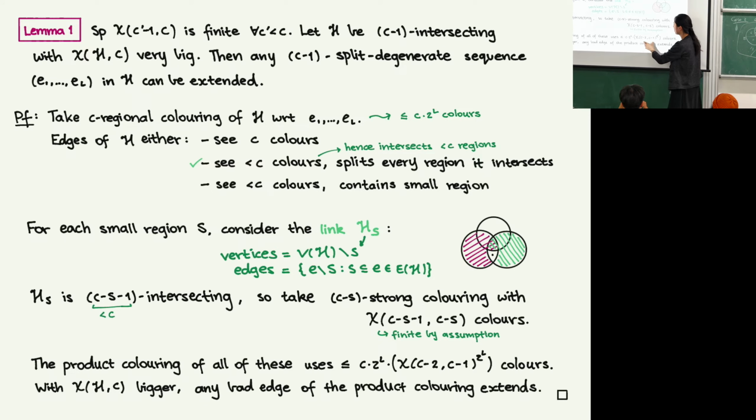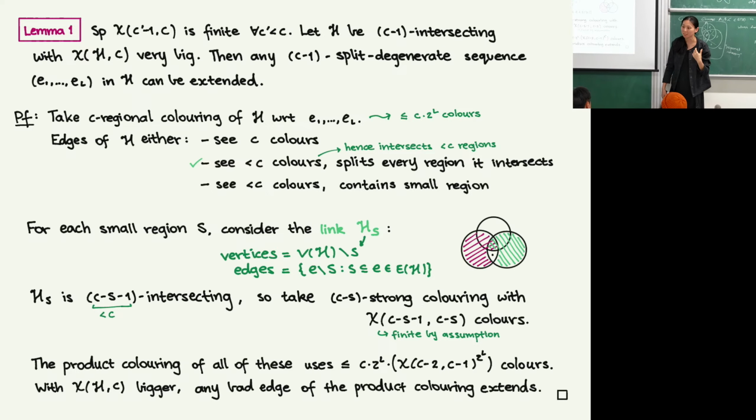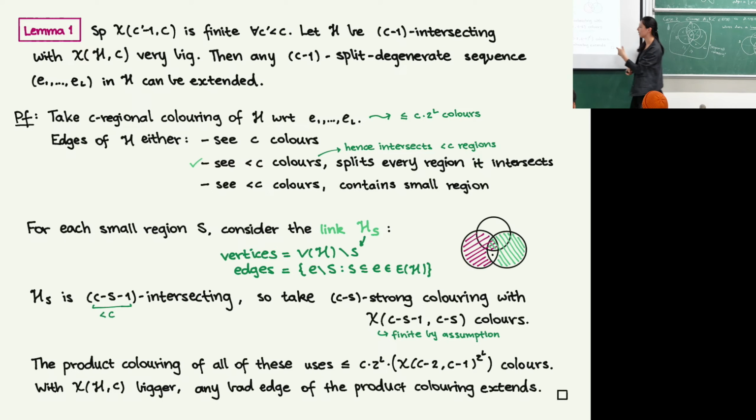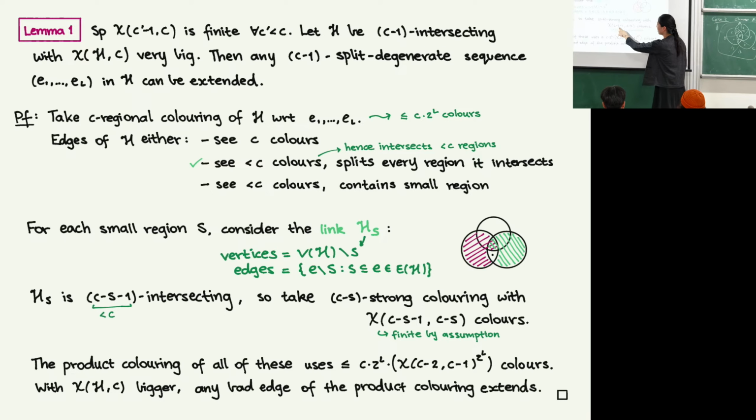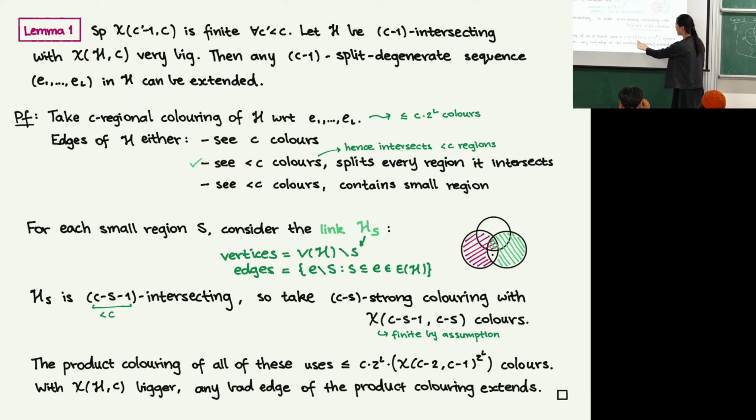And for each of those small regions, I use chi C minus S minus 1, C minus S colors. I don't actually know what S is, but by this monotonicity property that I mentioned way before, the worst thing it can be is just 1. So I take chi C minus 2, C minus 1 here, and that will be fine. So I know that that's finite by assumption.